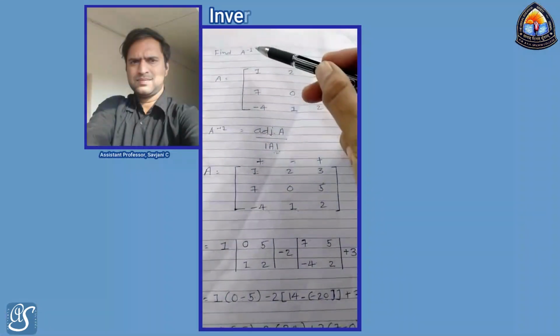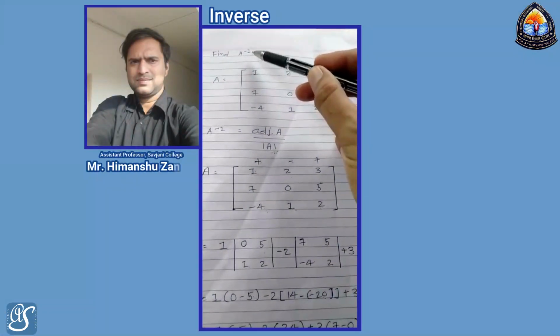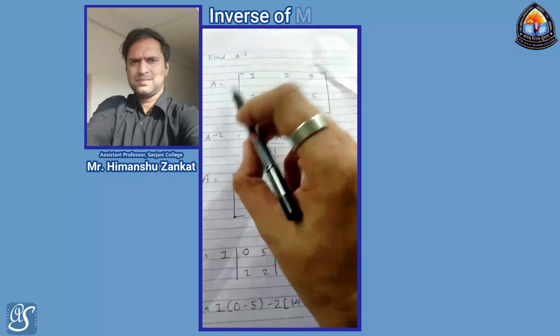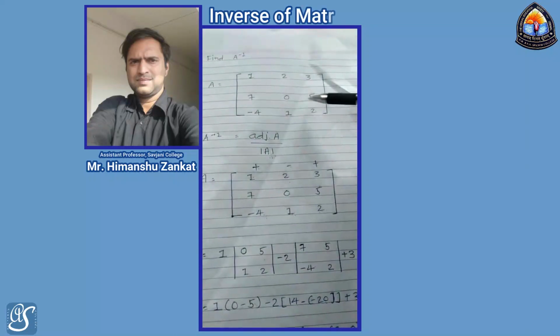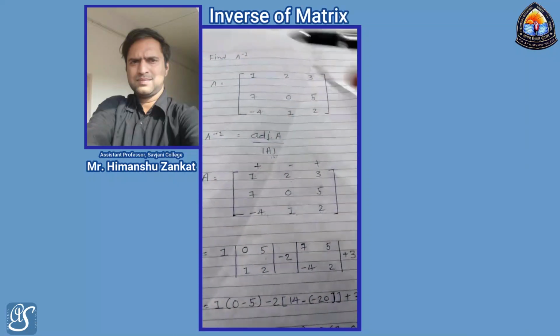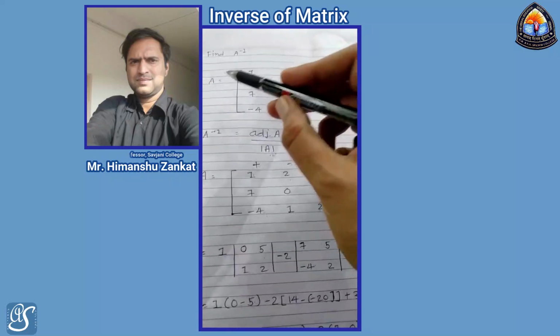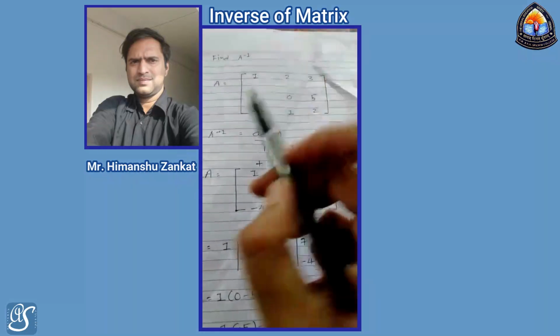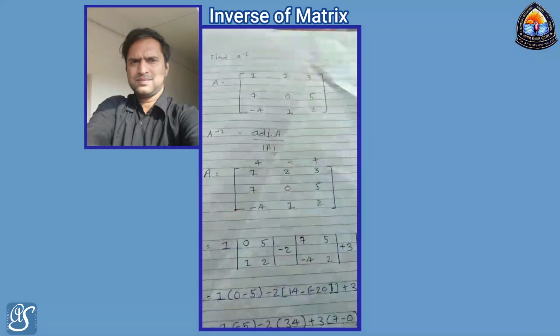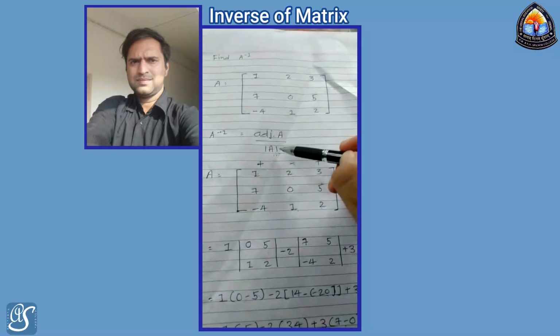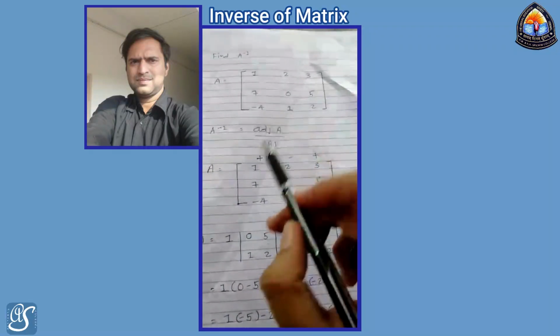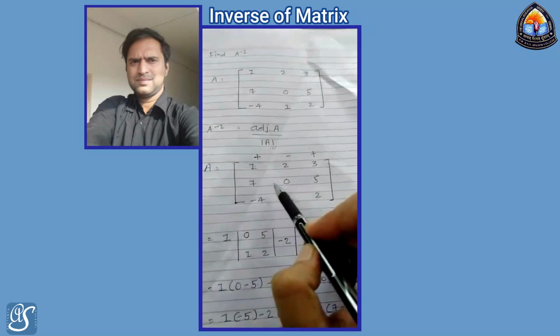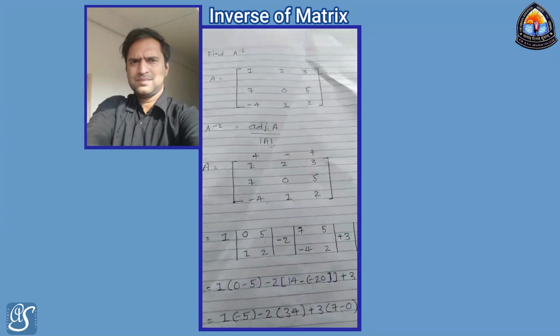Let us discuss how to find the inverse of a given matrix. Here A is equal to [1 2 3; 7 0 5; -4 1 2]. In this question we want to find the inverse of A. So we have the equation A inverse is equal to adjoint A upon determinant A.